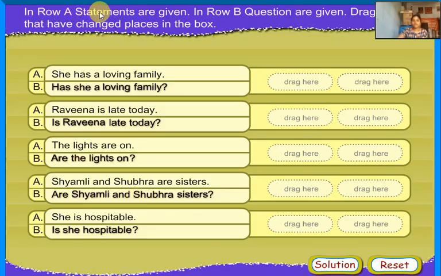In row A, statements are given. In row B, questions are given. Drag the words that have changed places in the box. She has a loving family. Has she a loving family? Has she? Ravina is late today. Is Ravina late today? Is Ravina? The lights are on. Are the lights on?